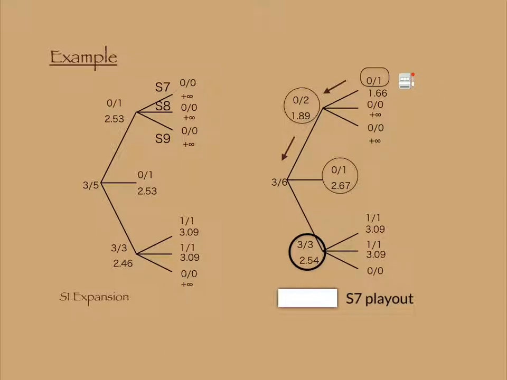Our computation is over. We choose S3 as the most promising next state of S0 because of highest average score.